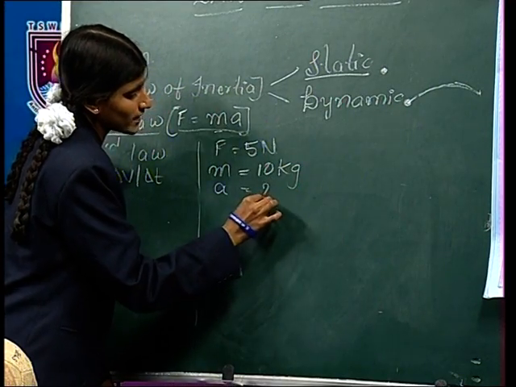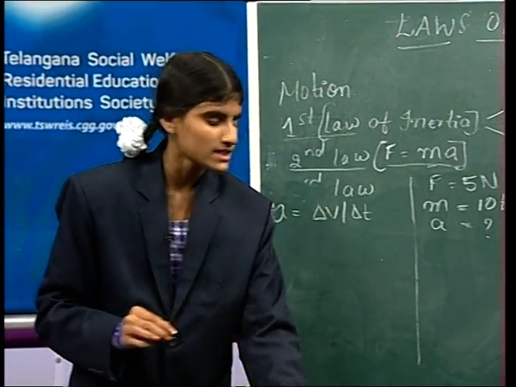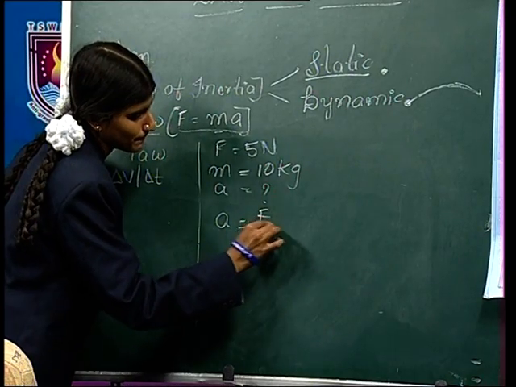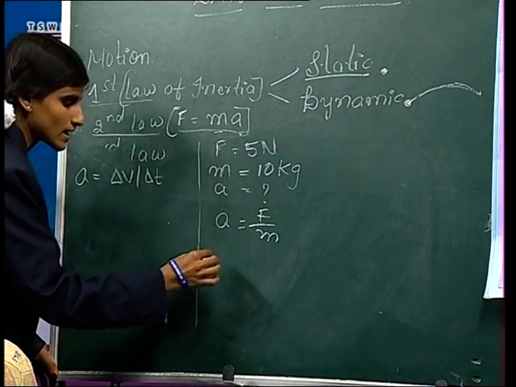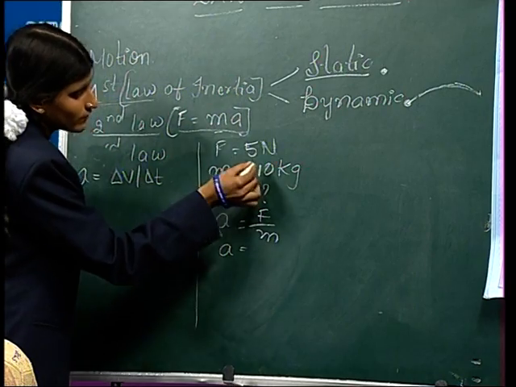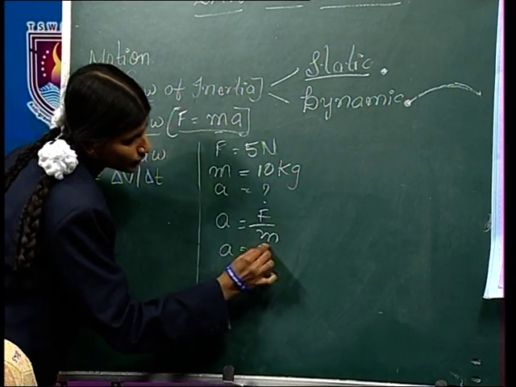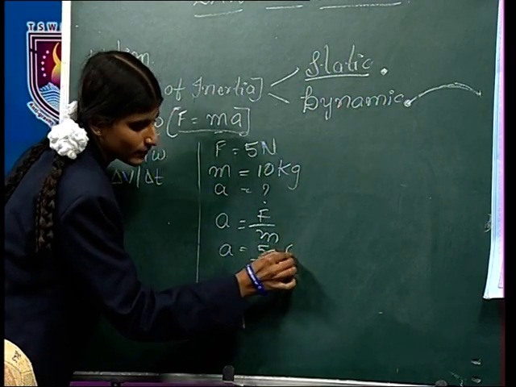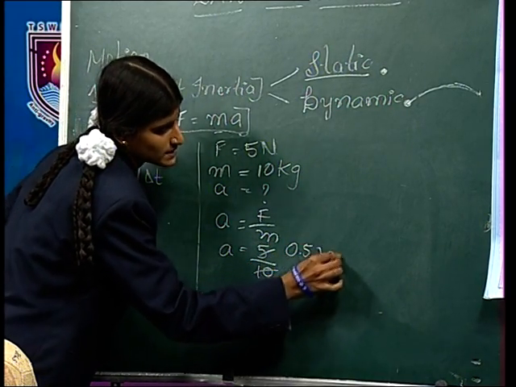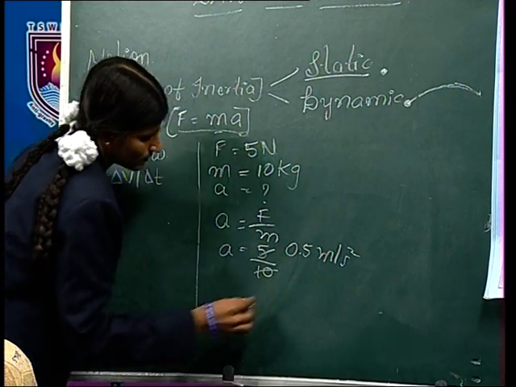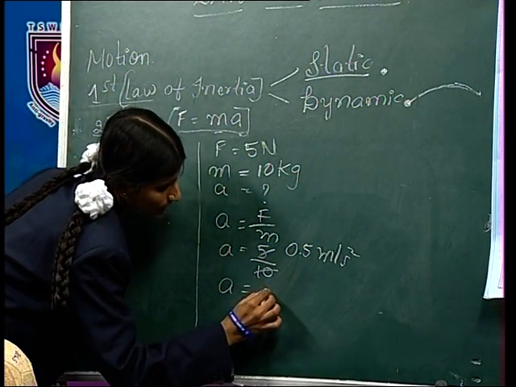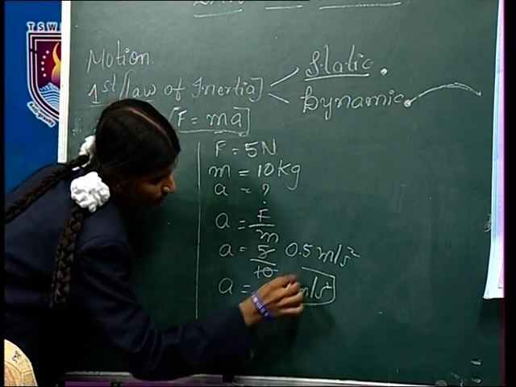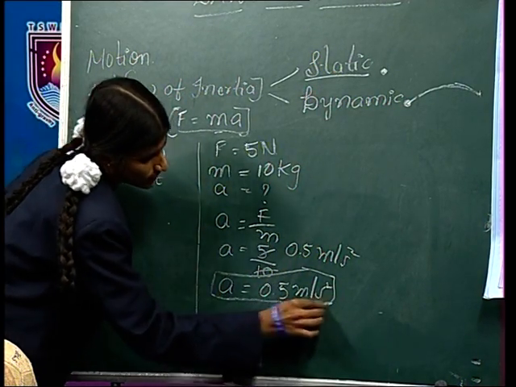So, now we have to find the acceleration. To find the acceleration, we have to use this formula. What is that? A equal to F by m, force by mass. So, A equal to, what is the force given here? 5 Newton by mass, 10 kgs. When we cancel it, then we get 0.5 meter per second square. Okay. So, the acceleration of that sled is 0.5 meter per second square. Okay friends, like this we can calculate the mass also.